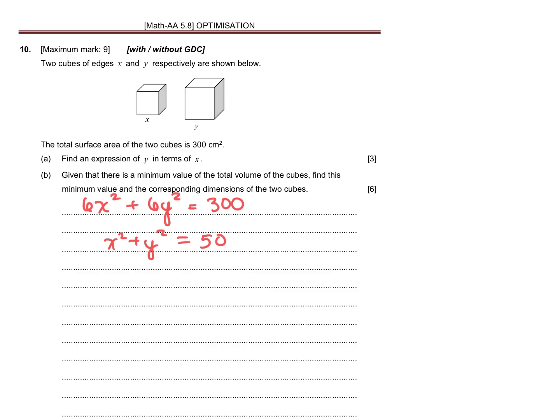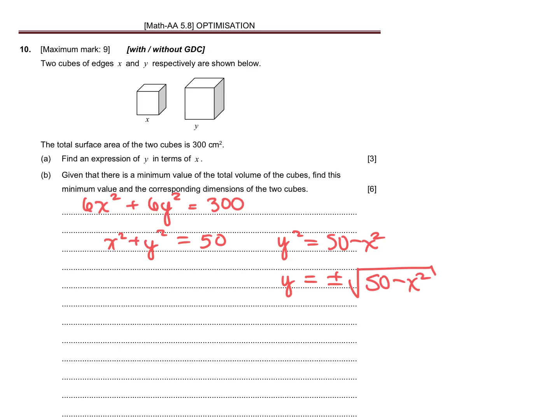So if we solve this for y, 50 minus x squared, and then I suppose we should do plus or minus the square root of 50 minus x squared. Given that there's a minimum value of the total volume of the cubes, find this minimum value and the corresponding dimensions of the 2 cubes.